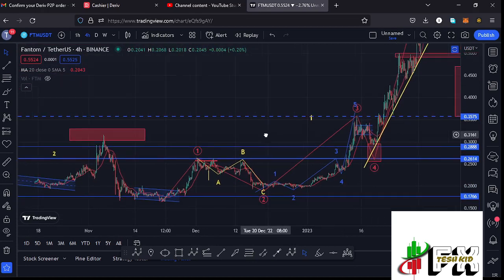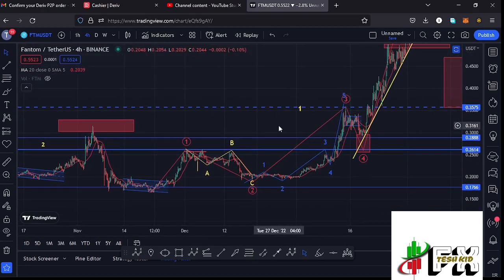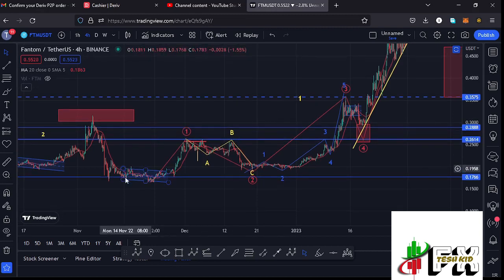Allow me to continue with the video here on the 4-hour chart by first giving you a recap of what has been happening before I give you my next target areas here on the Fantom chart, where you can see that after making our lower low at around the $0.16 mark, we pushed a little bit higher, making the high at around the $0.26 mark in what I'm terming as that first wave to the upside.